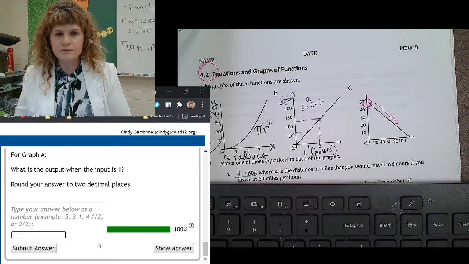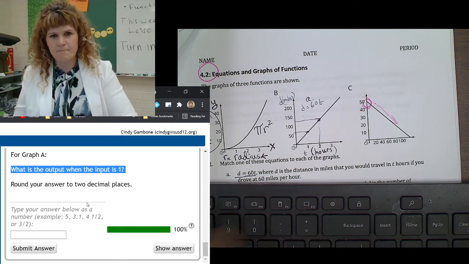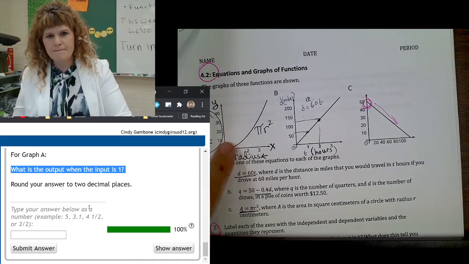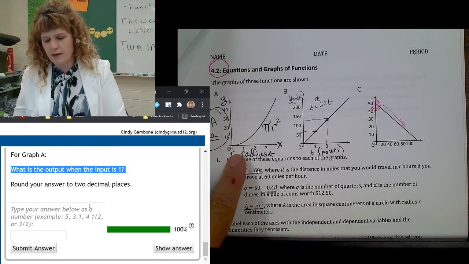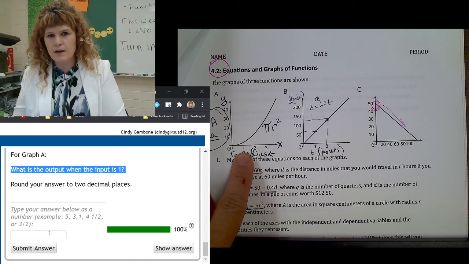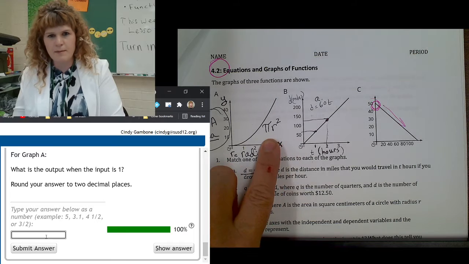Okay, next one. For graph A, what is the output when the input is 1? Look at graph A. What is the output when the input is 1? That means the radius is 1. Then the output is 1 squared is 1. It should be pi.